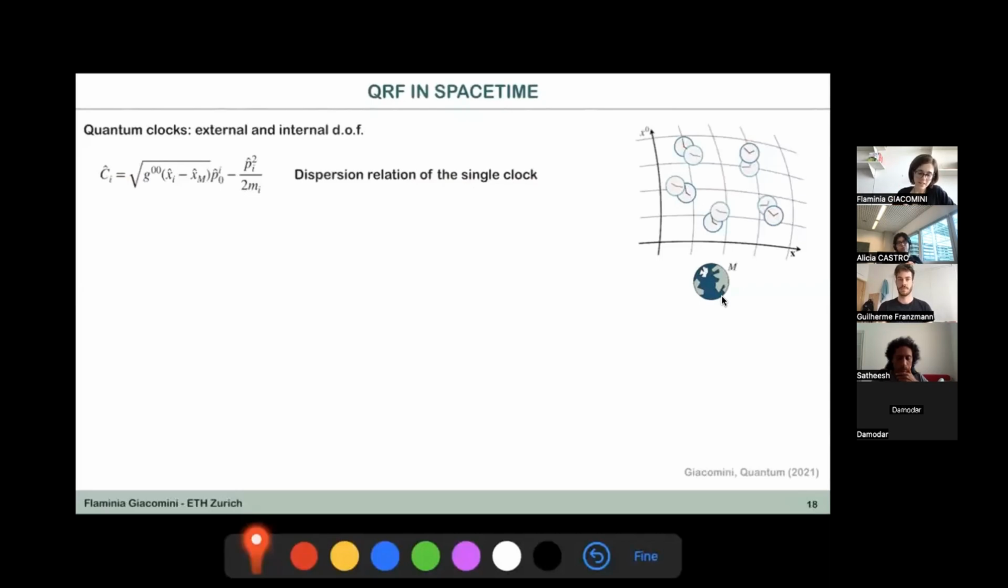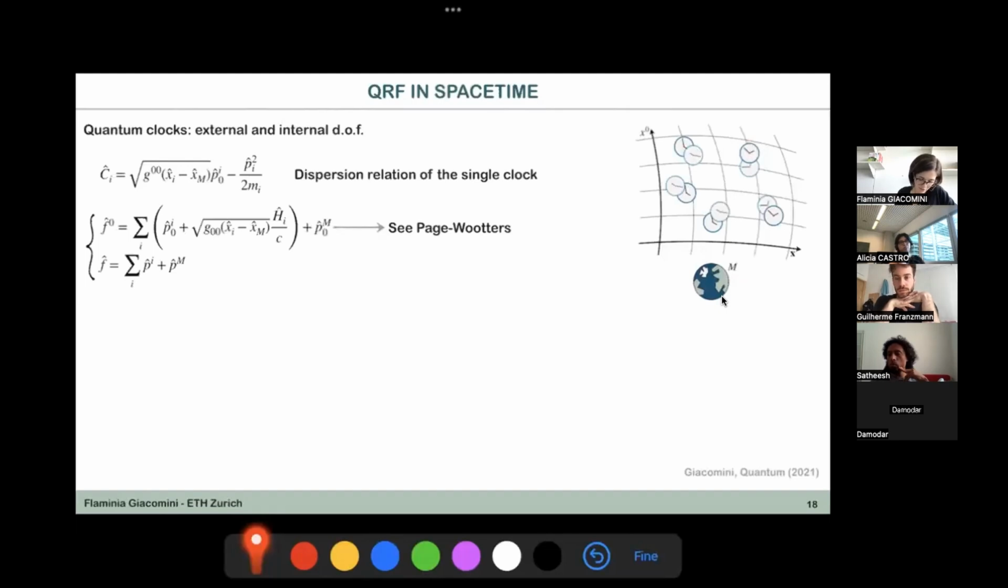And this is for every clock. So you can consider n clocks and you have n of these constraints. And then you have two additional constraints. So this is a 1+1 description. This constrains the total energy because this has the P0, that is the energy of the external degrees of freedom. And this is the energy of the internal degrees of freedom of the clocks, rescaled by the time dilation factor, so H_I is the energy in the rest frame.